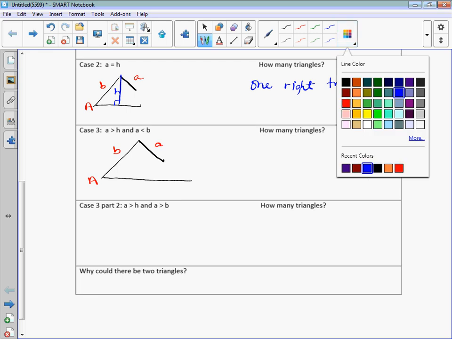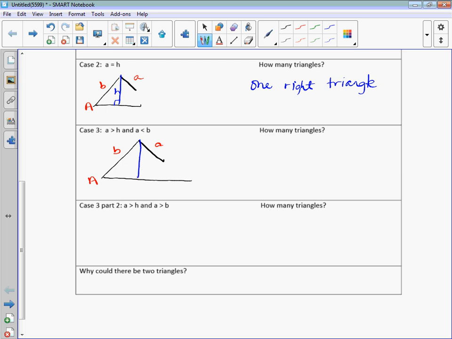Okay, I'm drawing my height. I know it doesn't look like it in my picture, but I'm telling you A is bigger than the height, but it's less than side B. So your rope is bigger than the height, but it's shorter than the tree. So think about if your rope is longer than the height of your triangle. If you're swinging out, what's going to happen with the rope?